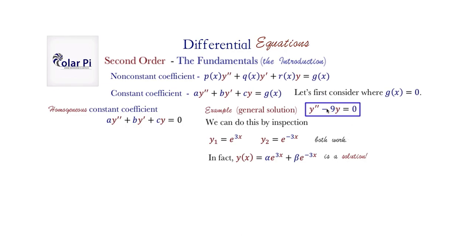Now, of course, if the differential equation comes with some initial values or initial conditions, then we may be able to solve for alpha and beta and get the particular solution to the differential equation, right? Okay, cool.